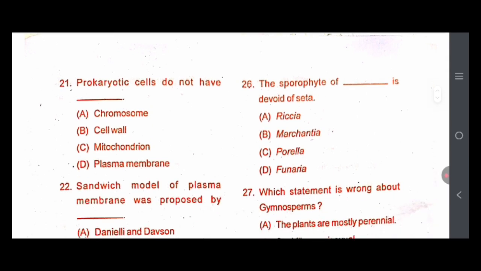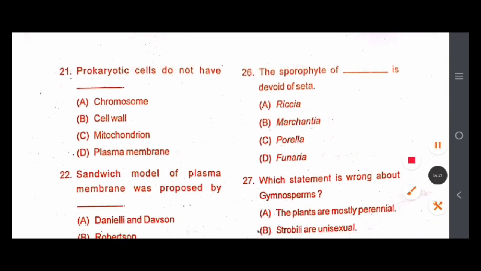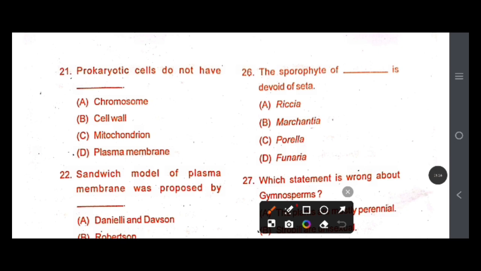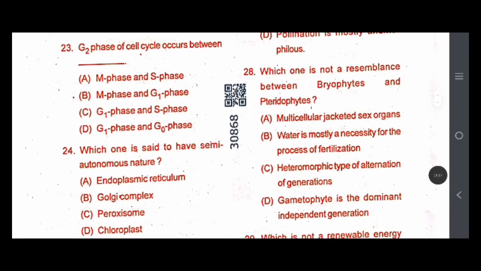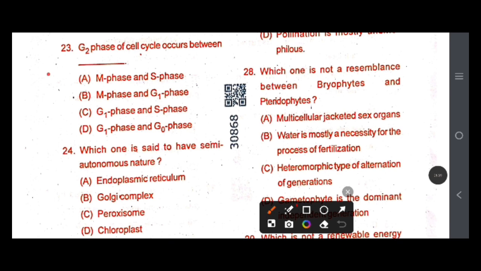Question 21, prokaryotic cells do not have dash. Correct answer is option C, mitochondrion. Sandwich model of plasma membrane was proposed by, option A. G2 phase of the cell cycle occurs between dash, correct answer is option A, M phase and S phase. Question number 24, which one is said to have semi-autonomous nature? Correct answer is option D, chloroplast.